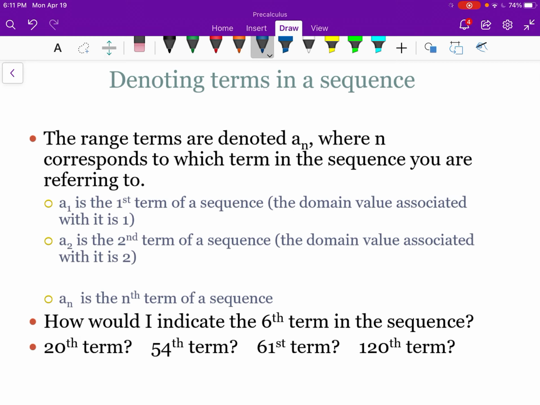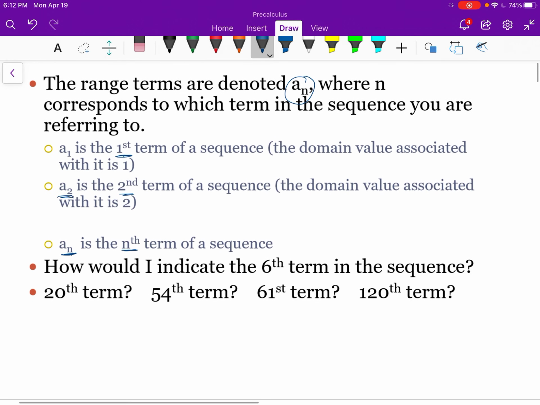So, denoting terms in a sequence, the range are denoted a sub n, where n corresponds to which term in the sequence you're referring to. So a sub n is the term of the sequence, which means a sub 1 is the first term, a sub 2 is the second term, a sub 3 is the third term, and a sub n is the nth term, which we sometimes use generically.